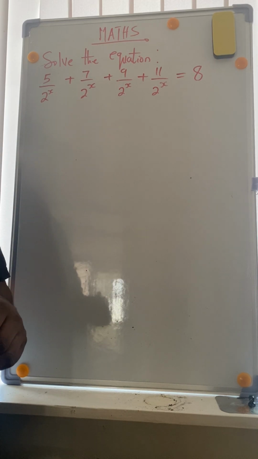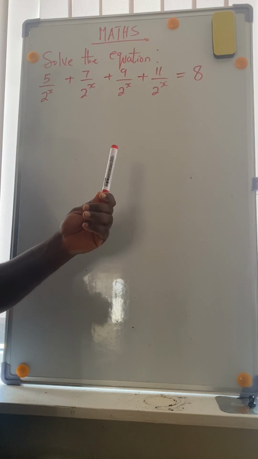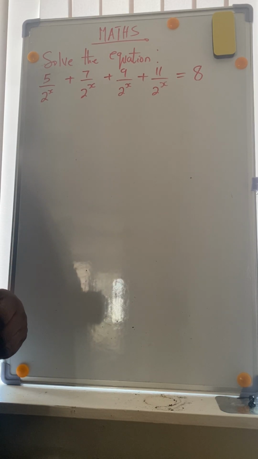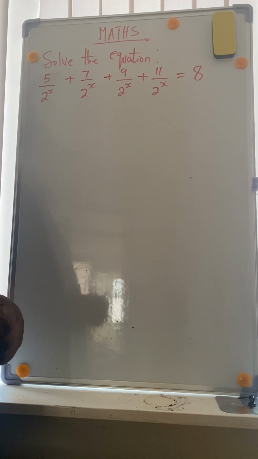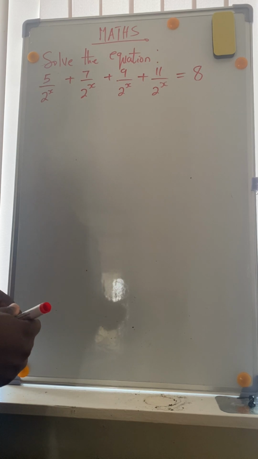Now, when you see a question like this, there are two different ways of solving this question, which means you can use two methods to answer this particular question and arrive at the same answer. So let's go as I explain to you guys.